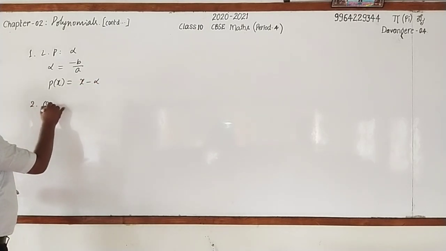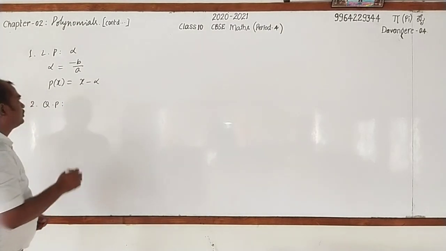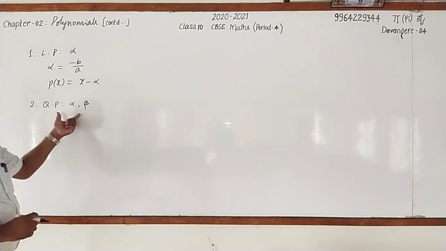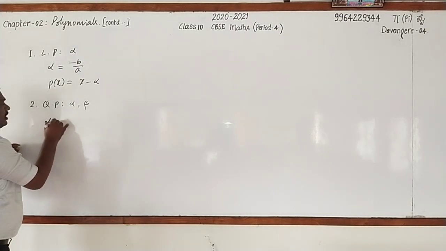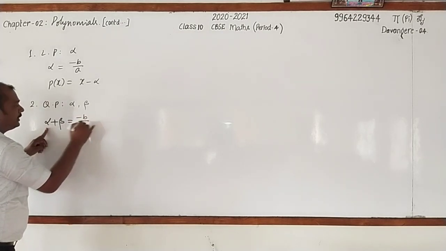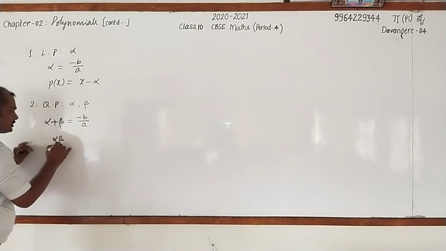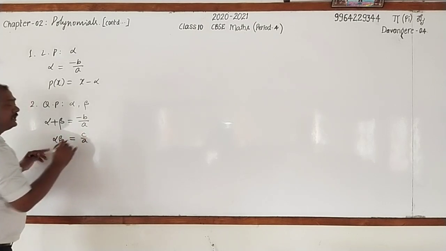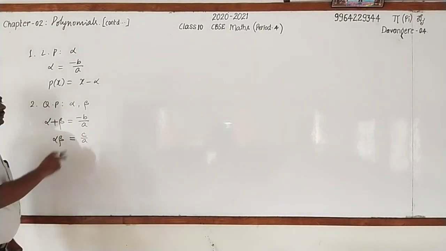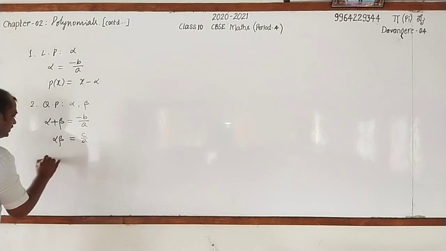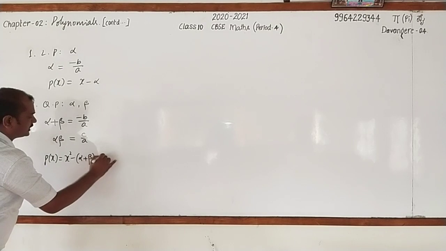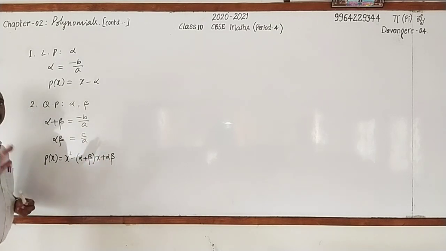And second one, quadratic polynomial. It has two zeros, they are alpha and beta. What is the relationship between zeros and coefficients? It is alpha plus beta, that is sum of zeros, is equal to minus b by a. And the product of zeros, alpha into beta, equal to c by a. Then what is the general form of quadratic polynomial when its zeros are known? It can be written as p of x is equal to x square minus of alpha plus beta into x plus alpha beta. Got it?